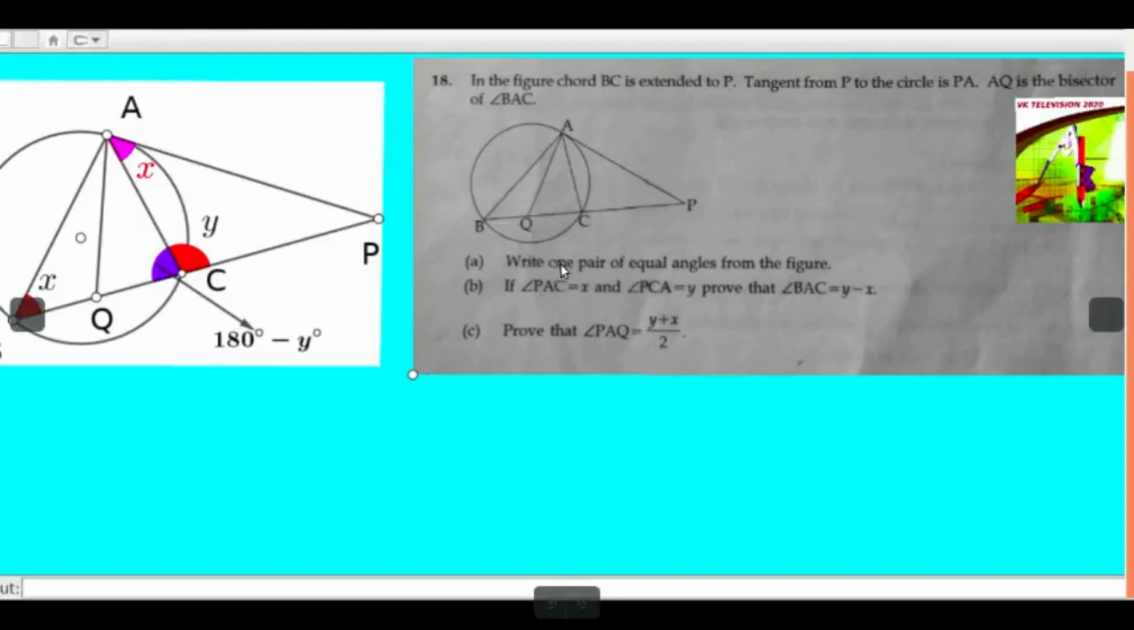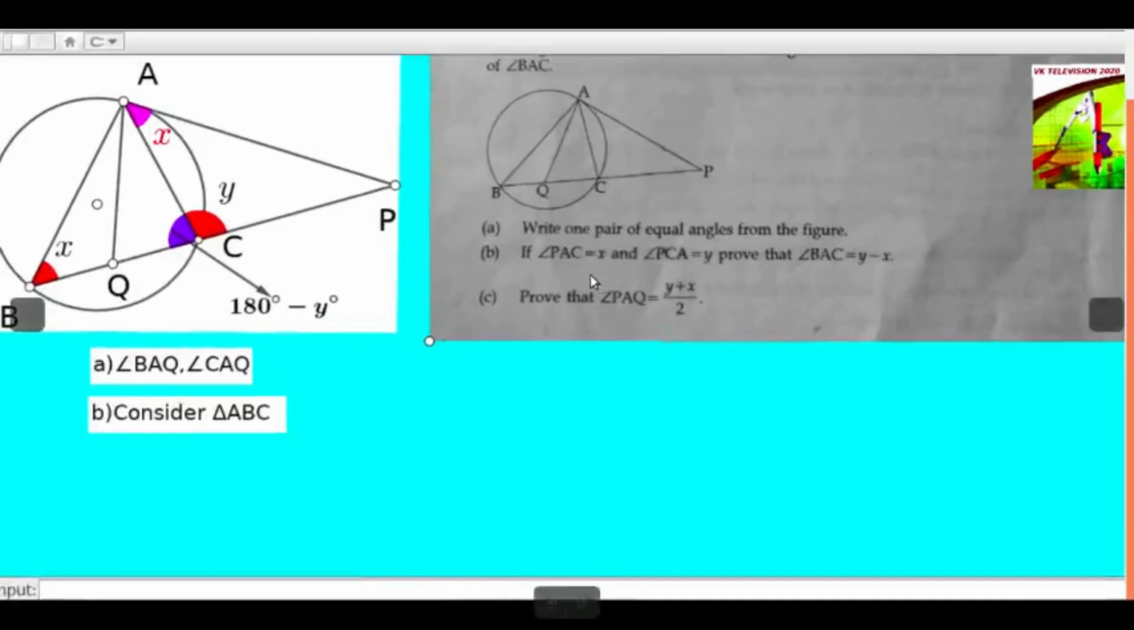First question: write one pair of equal angles from the figure. These two angles are equal. Here AQ is the bisector of angle BAC, so these two angles are a pair of equal angles. Otherwise, these two angles are also a pair of equal angles.